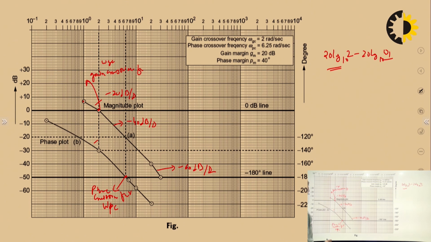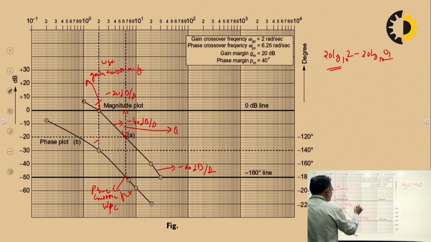For calculation of gain margin, the phase crossover frequency is required. So we will draw a line in such a manner that it cuts the magnitude plot at a point like this. The margin from the 0 dB line till this point is the gain margin, and you can see this gain margin is measured below the 0 dB line. When it is measured below the 0 dB line, it is positive.